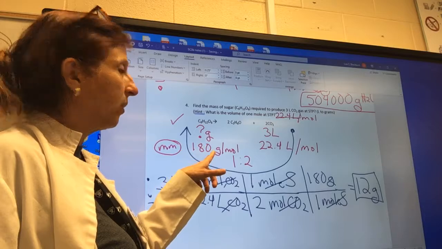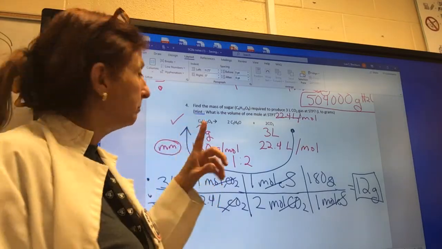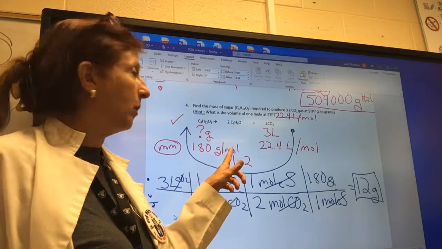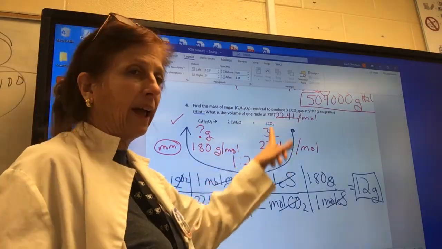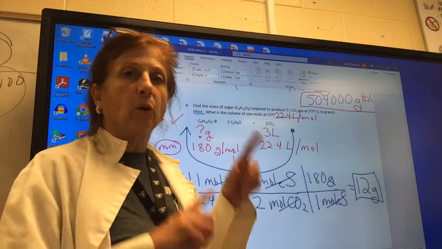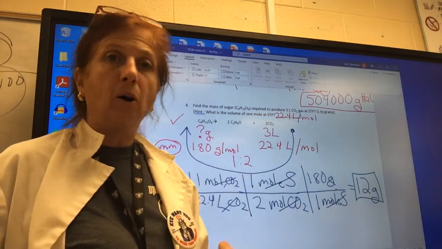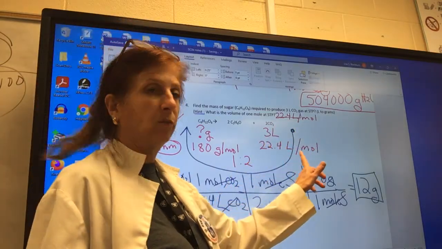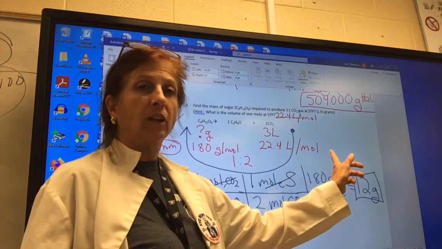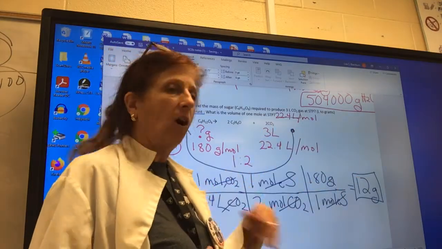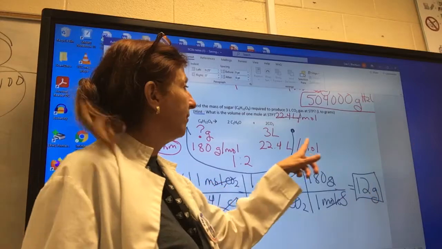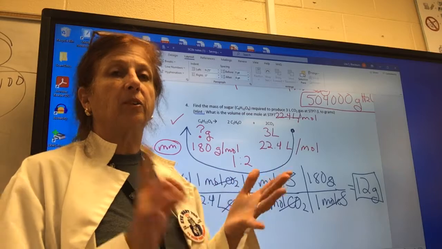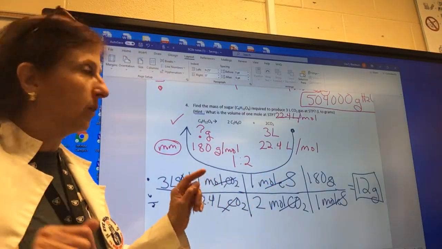We have grams here. Grams means M&Ms. So we need to look up the molar mass, and the molar mass of sugar is 180 grams per mole. But here we don't have grams, we have liters. So we have to go back to the unit where we learned about moles, and we learned that a mole of any gas is 22.4 liters. 22.4 liters per mole is what goes on the M&M line if it's not grams, and it is asking for liters. There's something else if it's molecules, particles, that we'll do in our next problem.